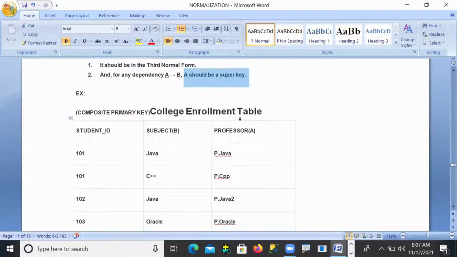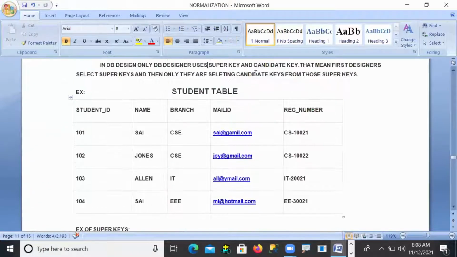If you want to know, then we have to know what a super key is. Is my professor a super key or not? To know that, you have to go through the super key definition first. When you understand the super key definition, then you can understand whether your professor is a super key or not. So what does super key mean?